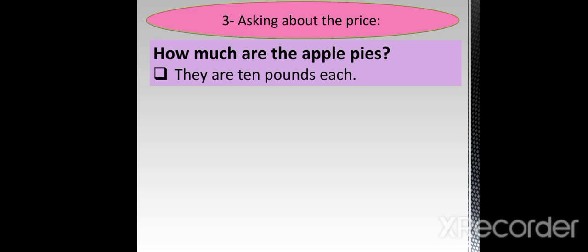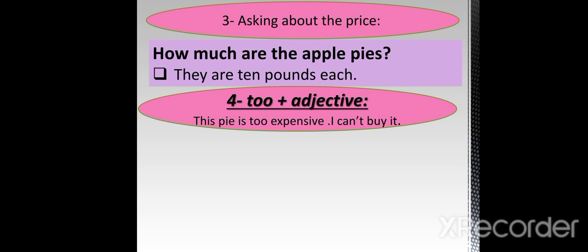The question about price. How much are the apple pies? They are 10 pounds each. What if the question is about one pie? How much is the apple pie? And the answer: It is 10 pounds.